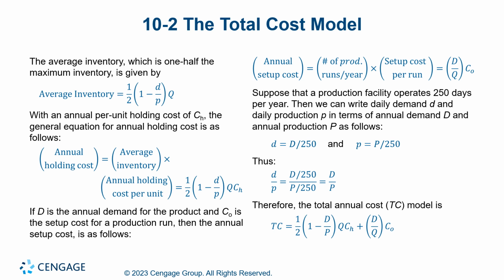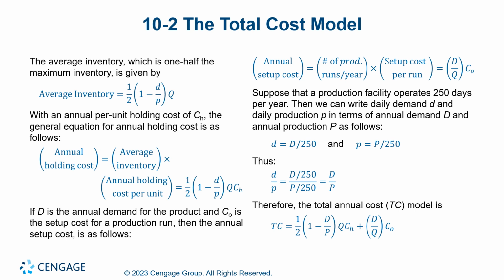And the only difference between this and the EOQ model is the addition of this term, 1 minus D over P. And therefore the annual holding cost is given by the average inventory times the annual holding cost per unit. This is exactly the same as in the basic EOQ model, except with the addition of the 1 minus D over P term in this equation.